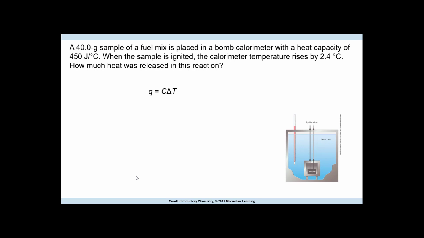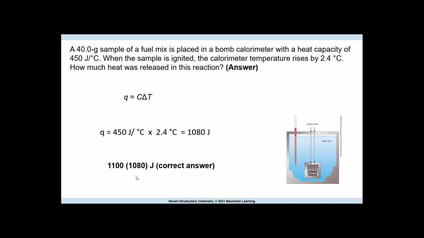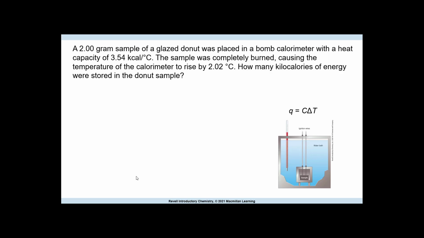A 40-gram sample of fuel mix is placed in a bomb calorimeter with a heat capacity of 450 joules per degree Celsius. When the sample is ignited, the calorimeter temperature rises by 2.4 degrees Celsius. How much heat was released in this reaction? So it's asking for Q. We're going to leave Q alone. We're going to plug in C, which is the heat capacity, and we're going to plug in the temperature. The degrees Celsius will cancel out, and the answer will be 1080. However, this is 2 sig figs, so it's going to be 1100 joules.